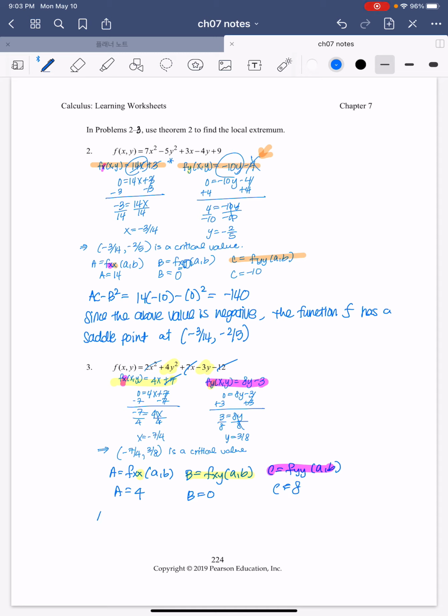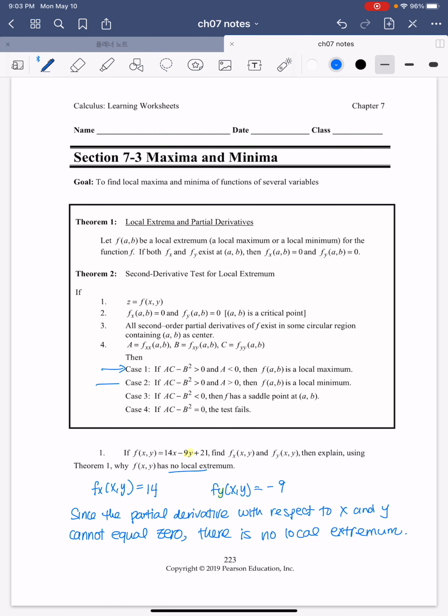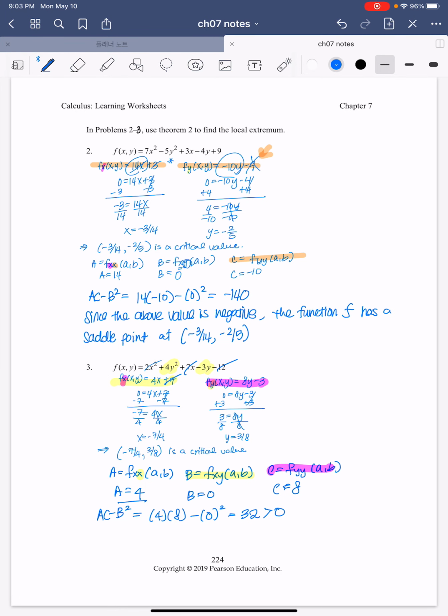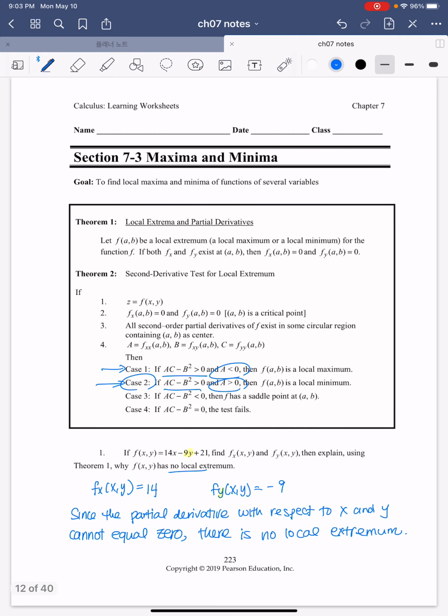So ac minus b squared will be 4 times 8 minus 0 squared, so we end up having 32. So this time we get a positive, so it will be case either 1 or 2 because it's a positive. Is A negative or A positive? Well, A is 4, which is positive. So this will be case 2. So our critical value is actually a local minimum. So that's it.